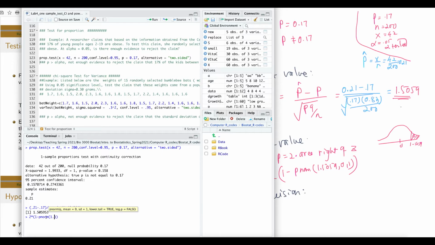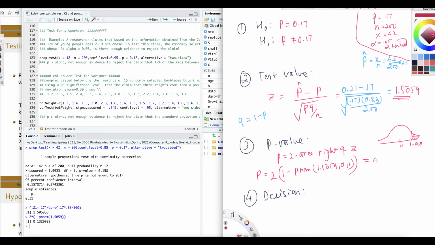1.5059. Is that what we got? Yes. That's what you got. And if you hit run or enter, 0.1320, that's what you get.